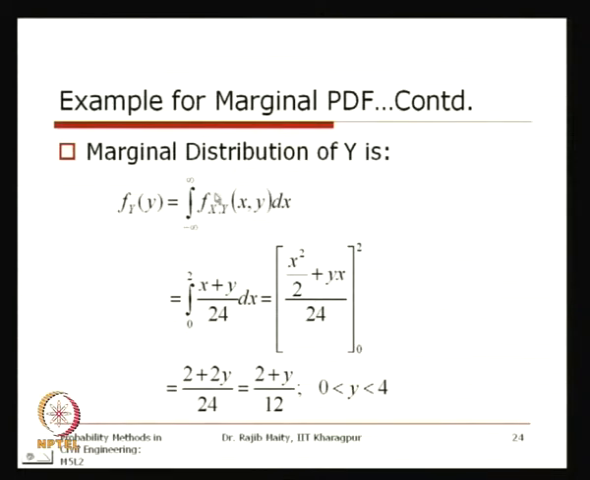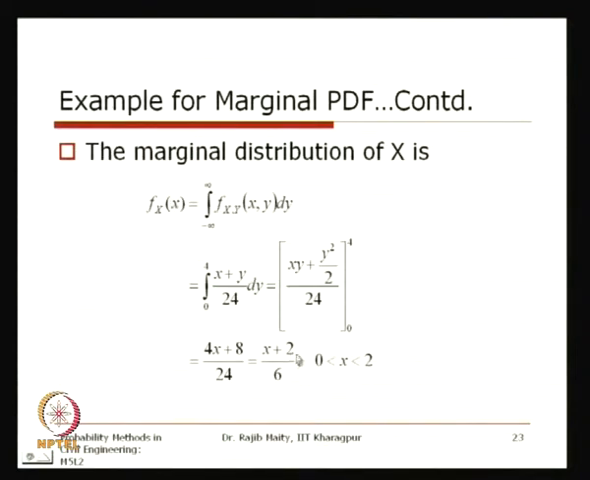Similarly, if we take the marginal distribution for y, we can follow these steps from minus infinity to plus infinity, and we can check that from 0 to 2, it comes as (2 + y)/12 for the range 0 to 4 of y. One thing you can see is that when we are calculating the marginal distribution, the variable x is not present there, because that is integrated out. So this is only dependent on the variable y. Similarly, for x also, it is only dependent on the variable x.